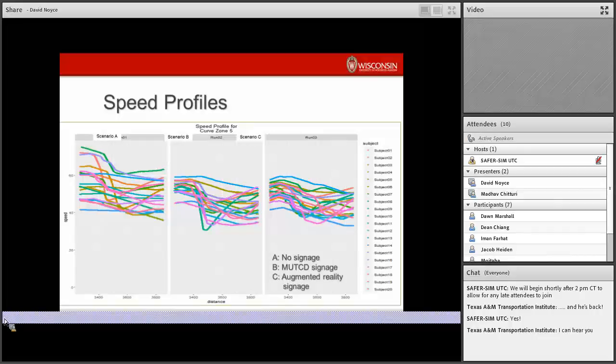But at the end of the day, we tried to bring some of this information together into one speed profile and look at how averages went through each one of these locations. The beauty of the driving simulator allows you to look at this type of information in detail. So we look at speed profiles, we could look at lane placement, we could do a lot of different things as drivers went through these different locations.